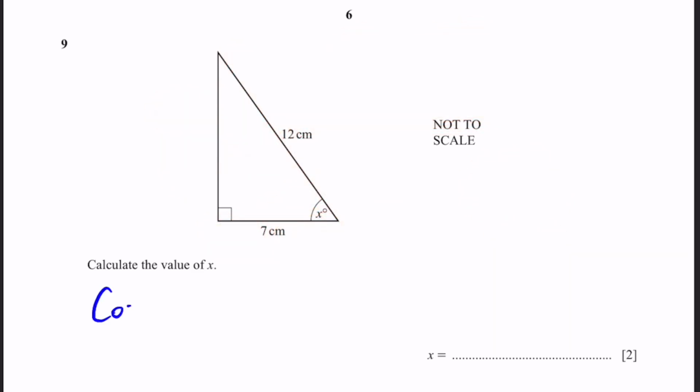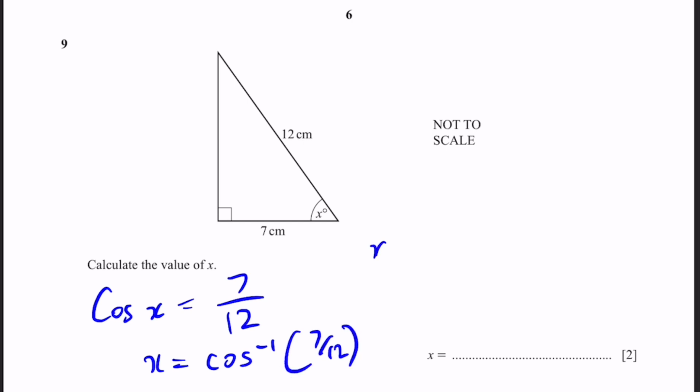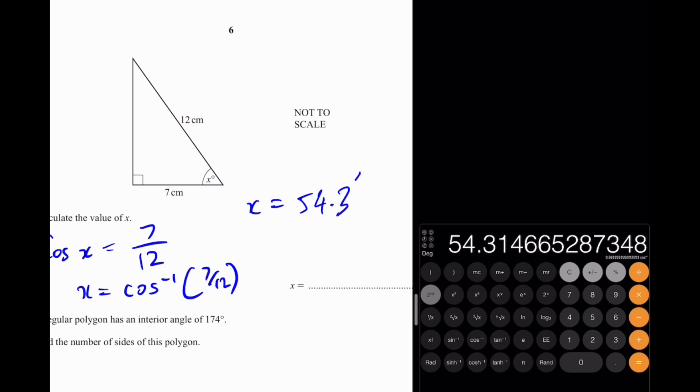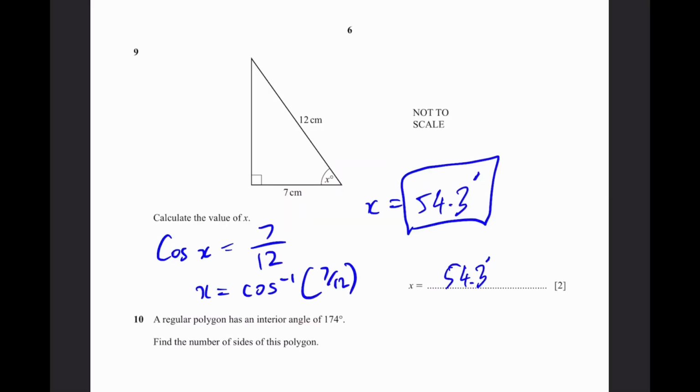Cos of x, which is the angle, that will be 7/12. So x equals cos inverse of 7/12. And let's do it on a calculator. 7 divided by 12 is equal to this value, 0.58333 goes on. And cos inverse, we get 54.3 degrees. It's best to give all angle answers to one decimal place if they are non-recurring and non-terminating decimals, which means pretty much irrational numbers. That's the answer. Let's go to question 10.